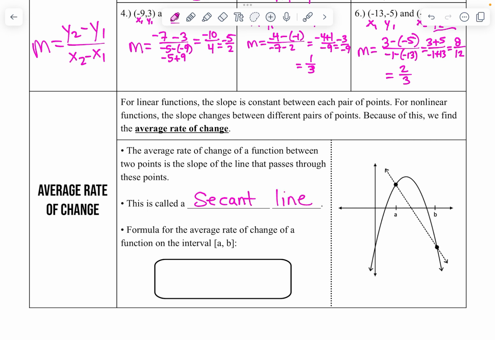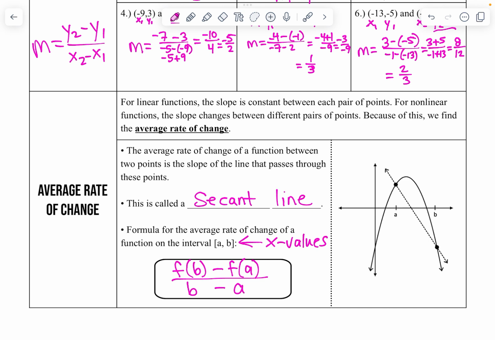The formula for the average rate of change of a function on the interval from a to b, so realize those are both x values, that's an interval. They're telling you from left to right between a and b. So we would evaluate the function for b to find its y value, evaluate the function for a to find its y value, find the difference in those y values, and divide it by the difference in the x values.